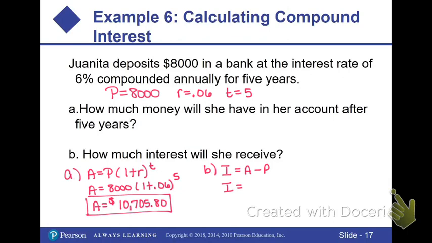So in this case, we ended with $10,705.80, and we started with the $8,000. So we subtract them, and that'll tell us what her amount in interest is. And it should be $2,705.80.